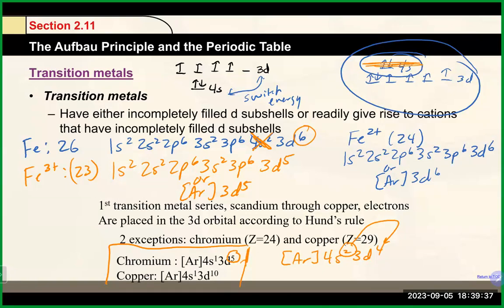So if you think about chromium, that's going to really maximize its parallel spin by putting basically 1 parallel electron in each of the d orbitals, and also in the s orbital, we got a parallel sort of electron going on. And for our copper, it will actually kind of pair up everybody in that situation.